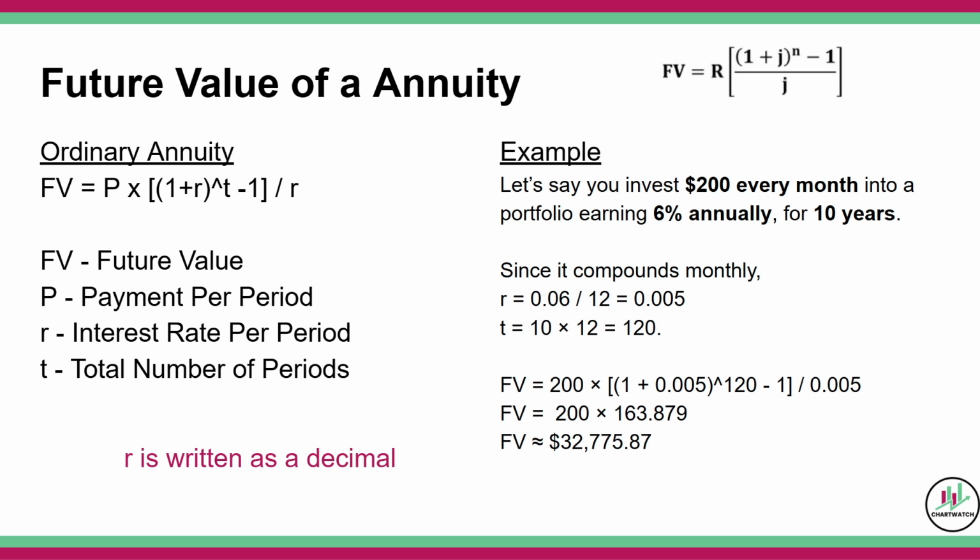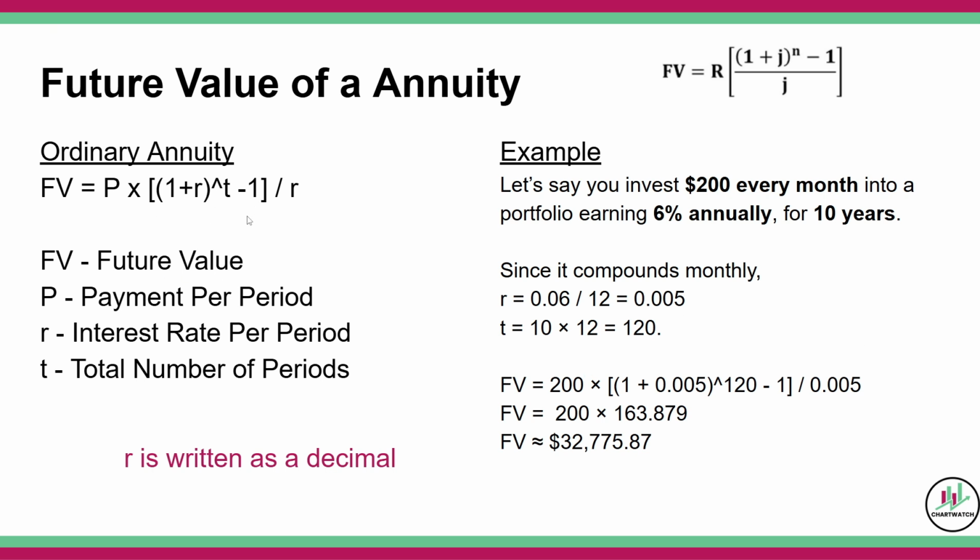Each payment grows for a different amount of time. The first payment compounds for the entire duration. The second payment compounds for one less period than the first one. And the last payment doesn't compound at all. It's made right at the end, because an ordinary annuity pays at the end of the period. So you're really adding a bunch of compound interest formulas, one for each payment. Instead of calculating each one individually, we use a geometric series.